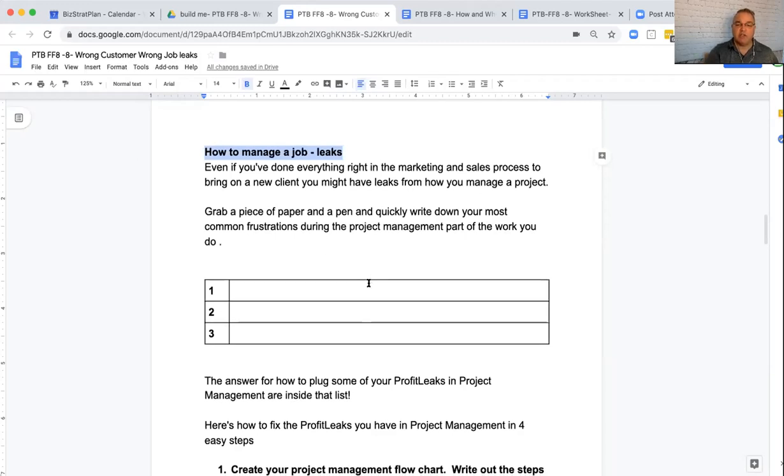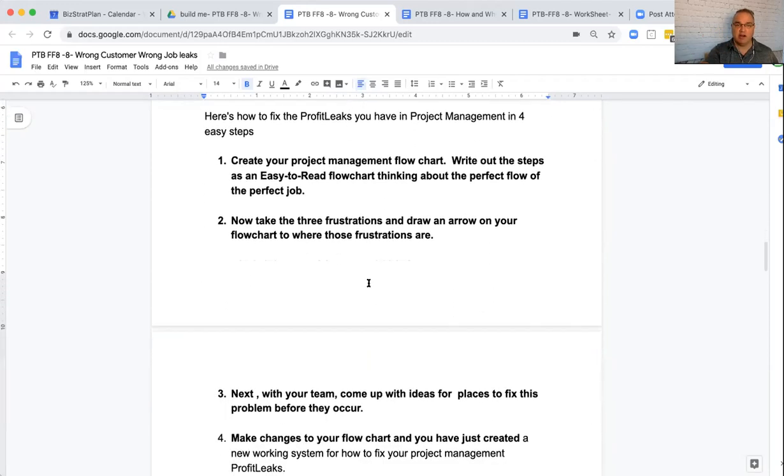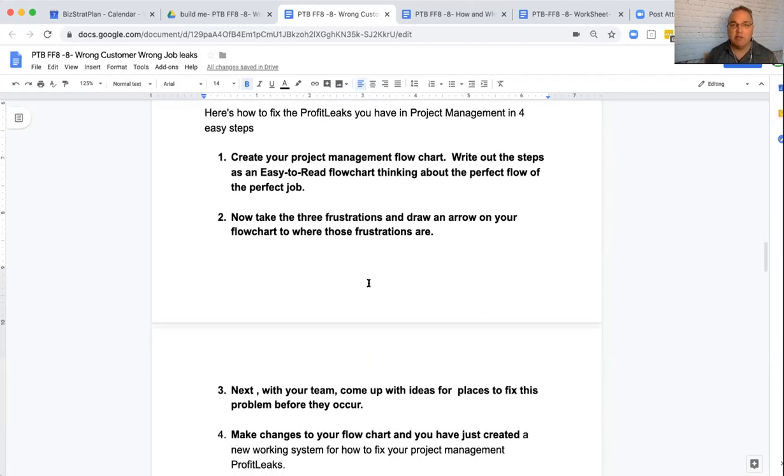Here's how to fix the profit leaks you have in project management in 4 easy steps. There are 4 easy steps. Here they are. Create your project management flowchart. How many of you are sick of me talking about flowcharts? How many of you know I'm not going to stop talking about flowcharts? How many of you realize we're only going to session 9 anyway, so it's going to stop at some point?